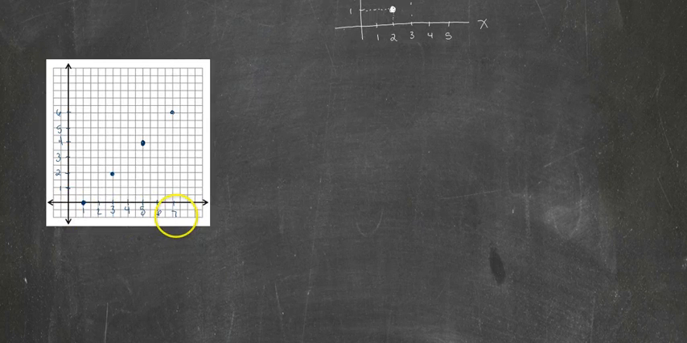So I've labeled the axes. This is the x-axis, and this is the y-axis. And now I want to create ordered pairs, then a table, then a rule. So let's write our ordered pairs first.